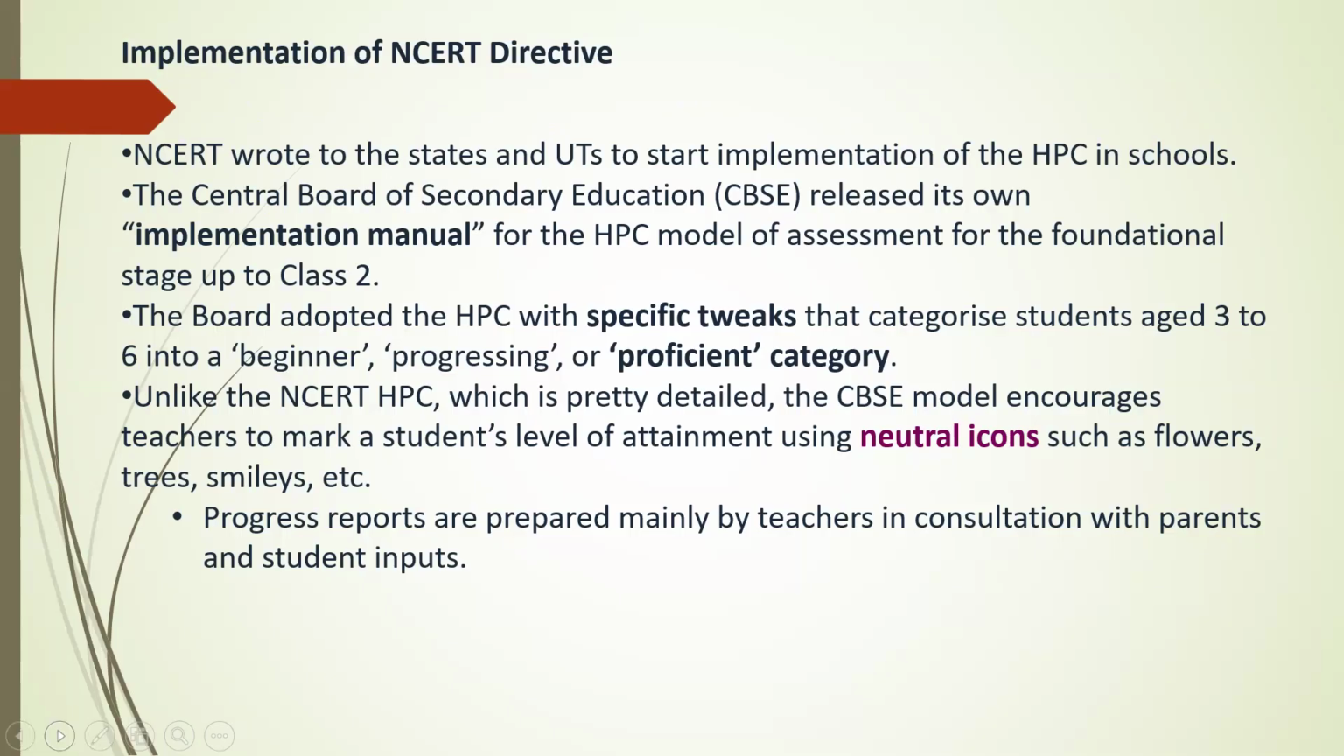The board adapted the HPC with specific tweaks that categorize students aged 3 to 6 into a beginner, progressive, or proficient category. Unlike the NCERT HPC, which is pretty detailed, the CBSE model encourages teachers to mark a student's level of attainment using neutral icons such as flowers, trees, smileys, etc. The teachers will use these different types of neutral icons in the holistic progress card. Progress reports are prepared mainly by teachers in consultation with parents and students' inputs.